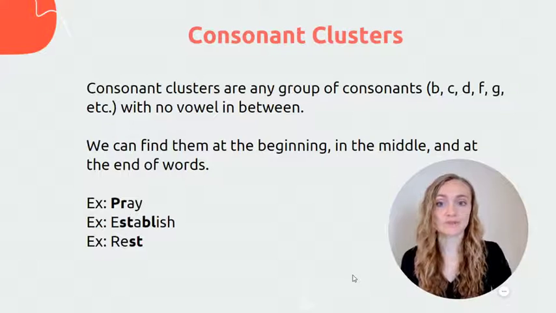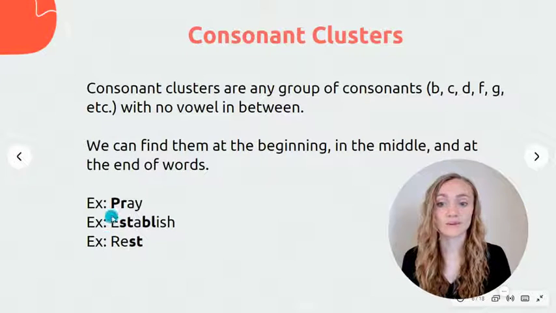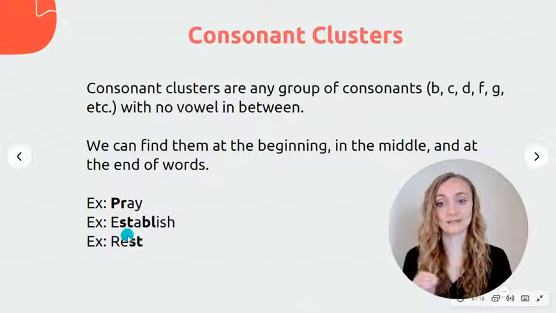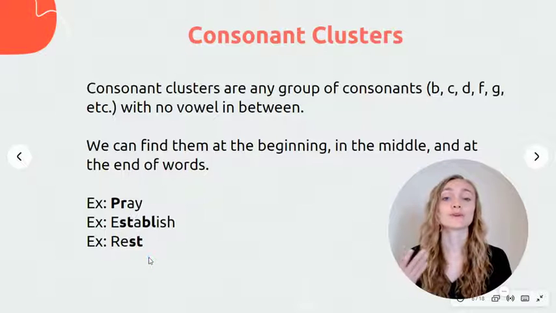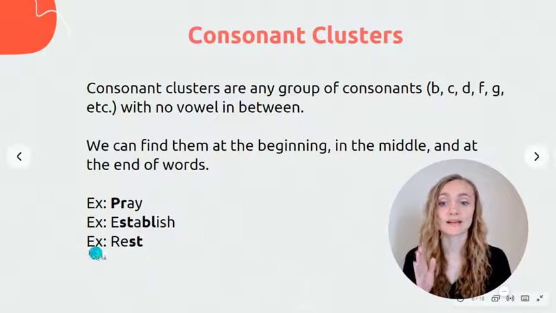So here's some examples. Words like pray, where we have a P and an R next to each other and there's no vowel in between. Establish, so the ST, where we have an S and a T, which are consonants, and a B and an L here, which are also consonants. So this is in the middle of the word, or we could have it at the end of the word, like in the word rest, where we have an S and a T right next to each other with no vowel sound in between. So these are some examples of consonant clusters so that you can see what they are.